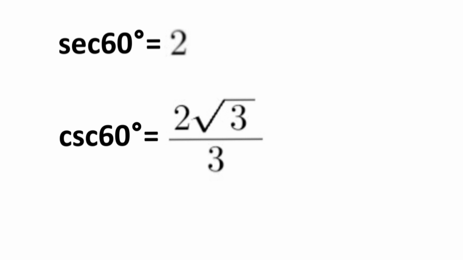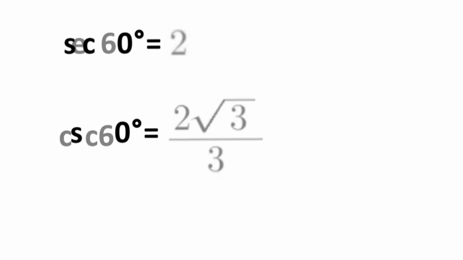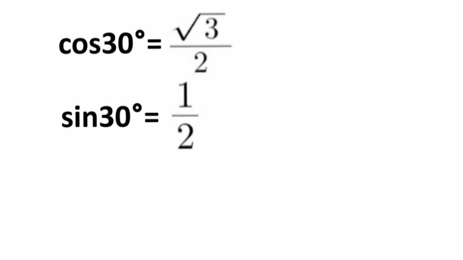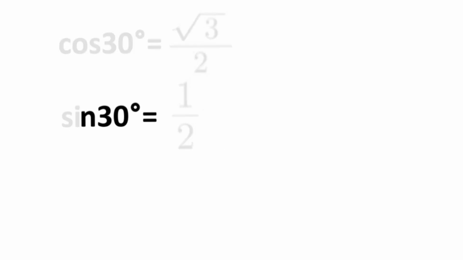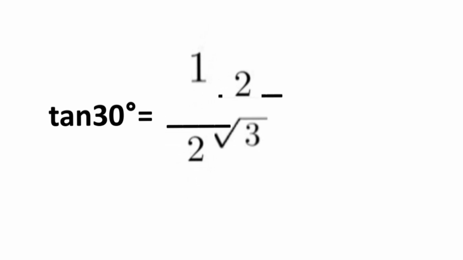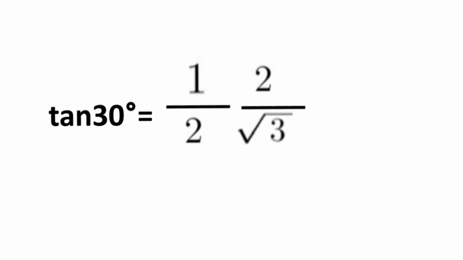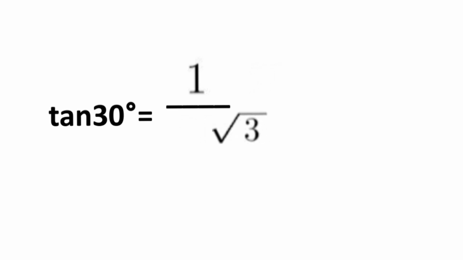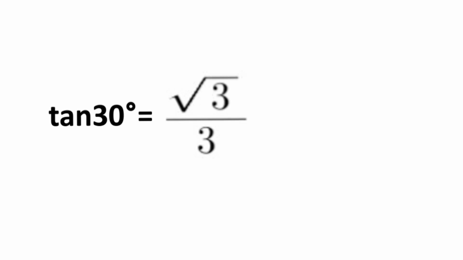From the values of cosine and sine at 30 degrees, we can solve the value of tangent 30 degrees as sine 30 degrees divided by cosine 30 degrees, so 1/2 divided by square root of 3 over 2. Invert the numerator and the denominator of the divisor and proceed to multiplication, so we have 1/2 times 2 over square root of 3. Cancel 2. So tangent 30 degrees is equal to 1 over square root of 3. You can rationalize the denominator by multiplying both numerator and denominator by square root of 3, so tangent 30 degrees is equal to square root of 3 over 3.